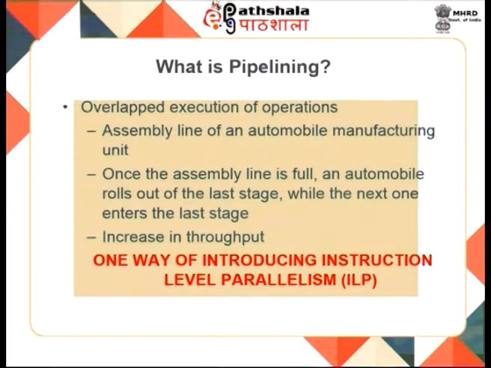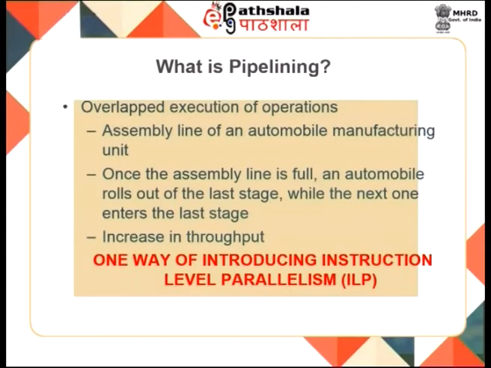Say for example, in order to draw an example from your day-to-day life, if you have visited the assembly line of an automobile manufacturing unit, you find that there are multiple stages in your assembly line, and an automobile enters one stage of the assembly line, has some job done there, then it automatically moves on to the second stage of your assembly line. Now, the first stage of your assembly line is free to take up the next automobile. So, when the assembly line gets filled up, you find that multiple automobiles are available in the assembly line, each one undergoing one particular process. So, that is your overlapped execution of operations.